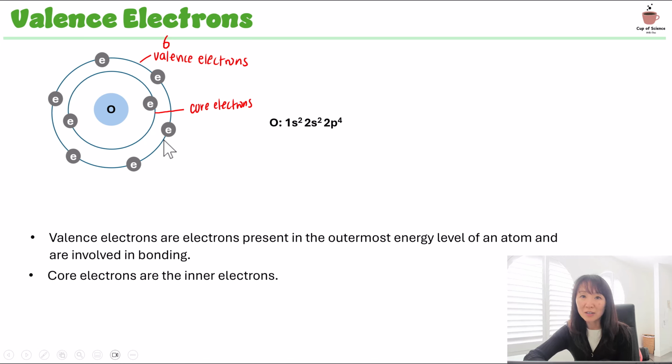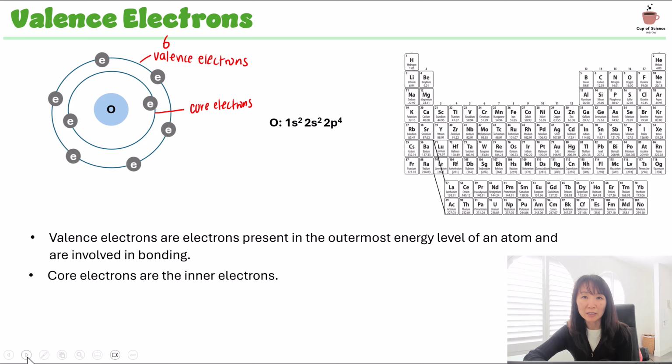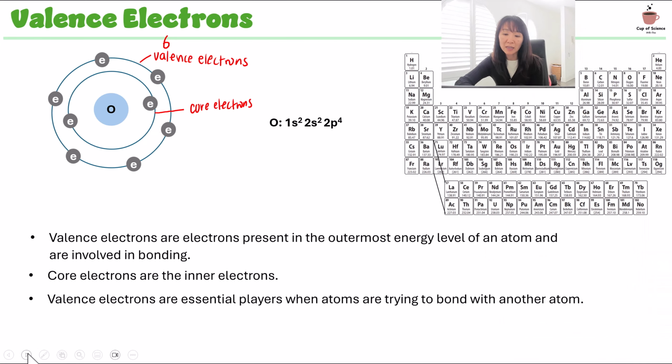Now there's another easier way to find the valence electrons, and that's by looking at the periodic table. You're going to count the column from the left to the right. Column 1, 2, skip over the transition metals, 3, 4, 5, 6. On the 6th column, you have oxygen there, and therefore this has 6 valence electrons. Now, please remember that these valence electrons in the outermost energy level have their own special name, and that's because they are specialized in trying to bond with another atom.